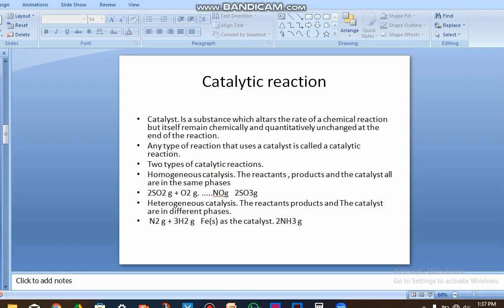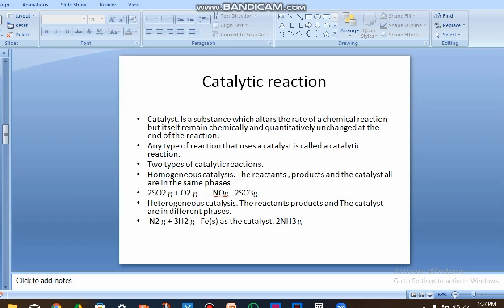Know this definition, it is very important. So JAMB might just bring this question. They will say dash is a substance which alters the rate of a chemical reaction but itself remains chemically unchanged at the end of the reaction. It is called what? They will put options: catalyst and other things.